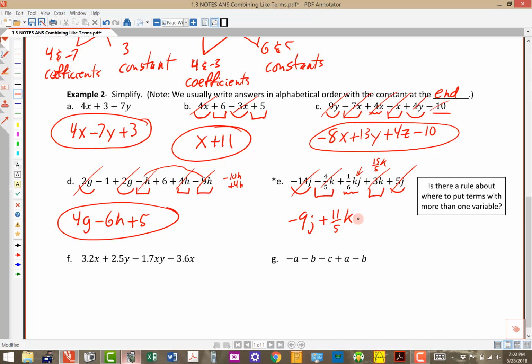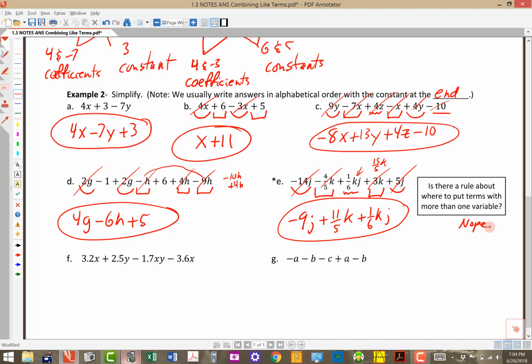And then we're just going to attach that 1/6 kj on the very end, and we're going to put it like that. Now, in the box right there, I've got a question that says, is there a rule about where to put terms with more than one variable? So that double variable right there, there's no good rule like there is for constants that we put the constants at the end, or that we generally put them in alphabetical order or something like that. There is no good rule for that. I kind of like putting it at the end. I think that's best. I think most people do that. So that's what we're going to do in this class.